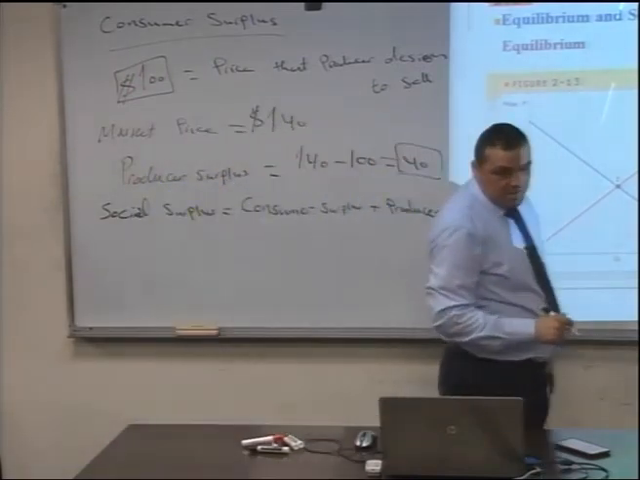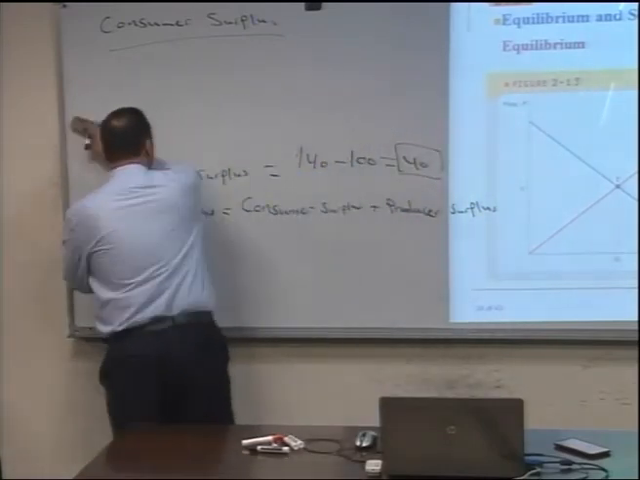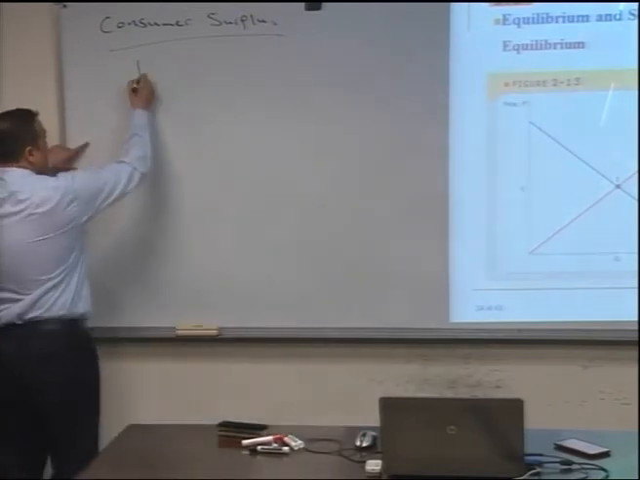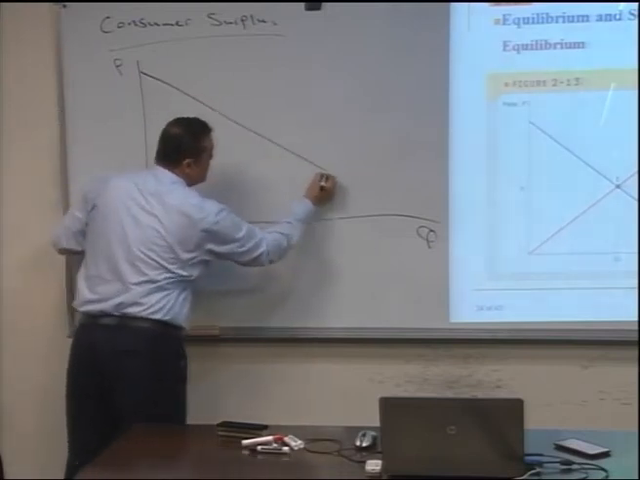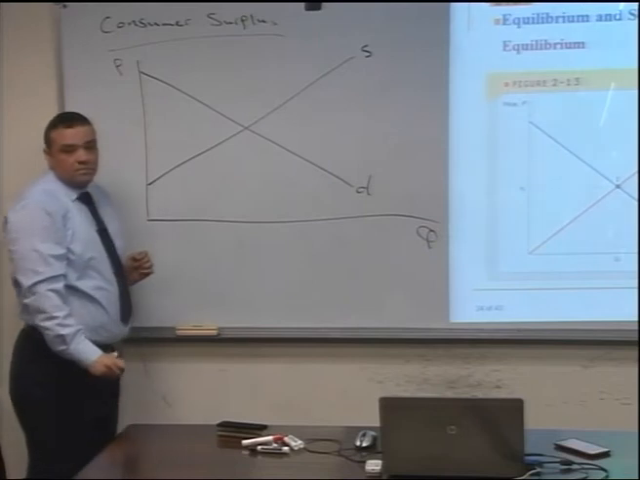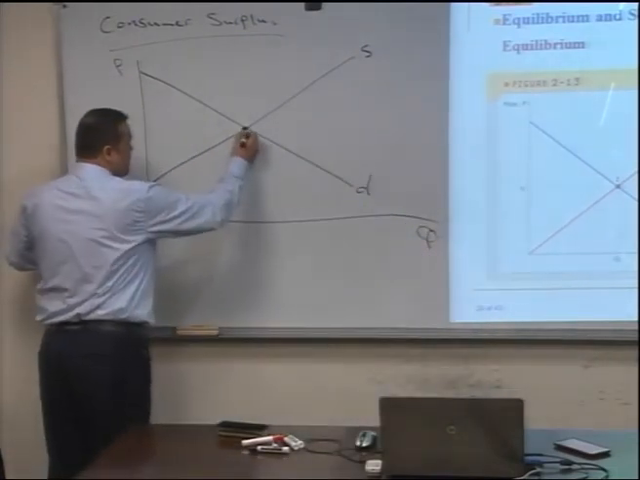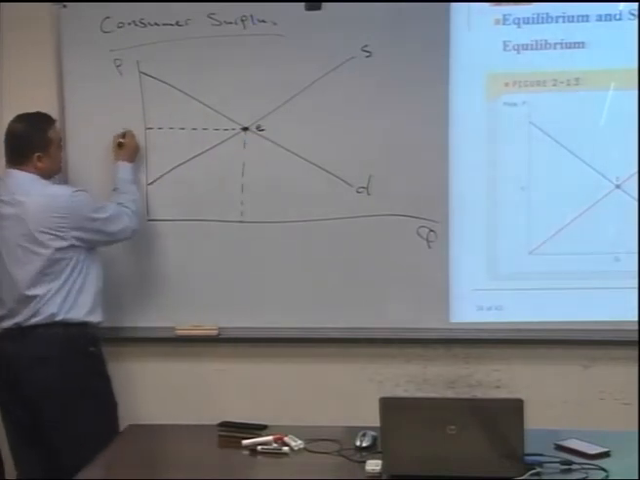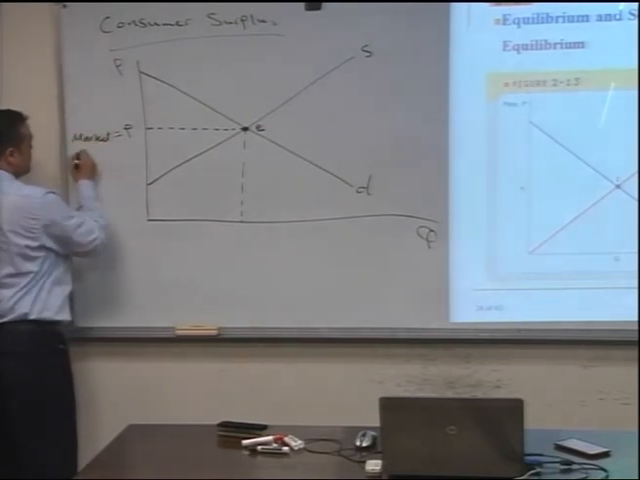Let's come back to the consumer surplus using a graph. Price and the quantity. This is the demand curve, and this is the supply curve here. What is the equilibrium point? How can we determine the market price? The market price is determined when demand intersects or equals supply. This is the market price, the equilibrium price.